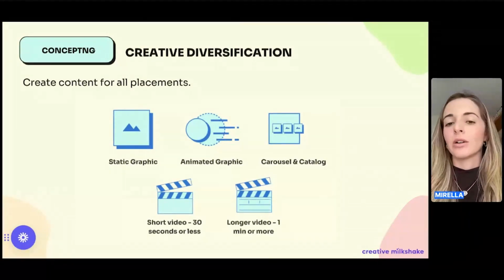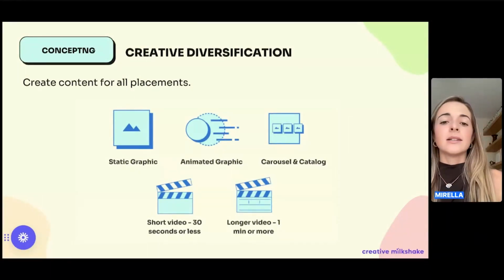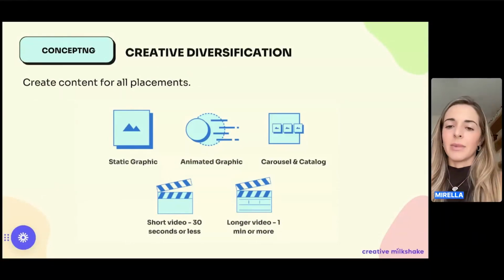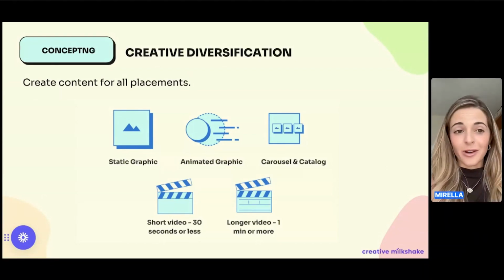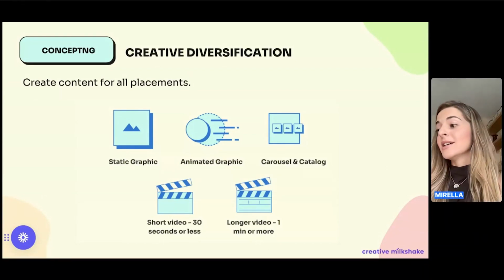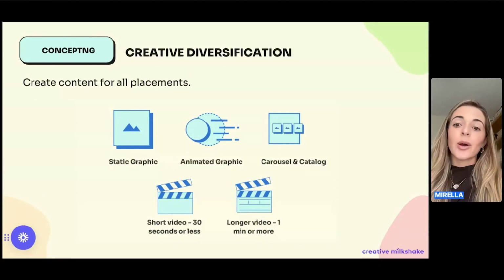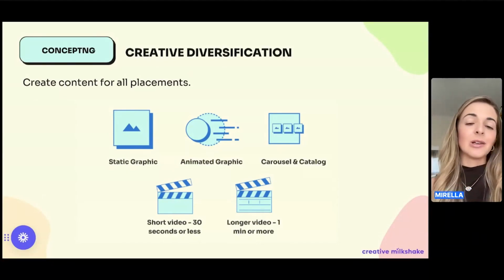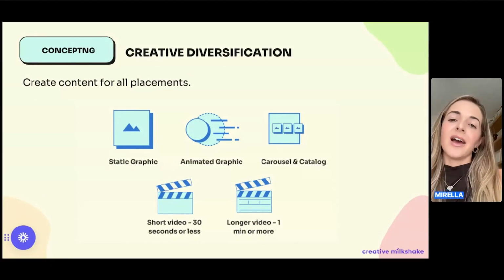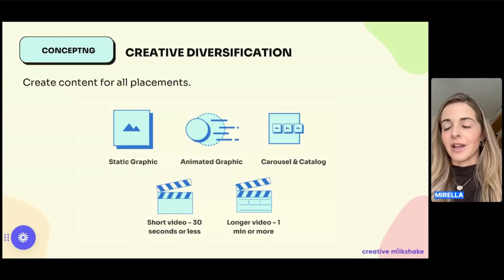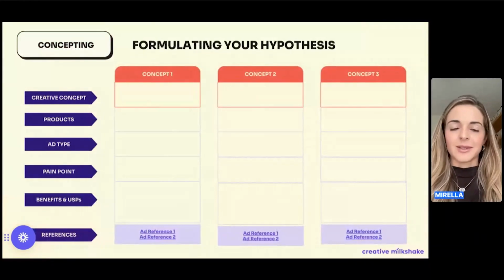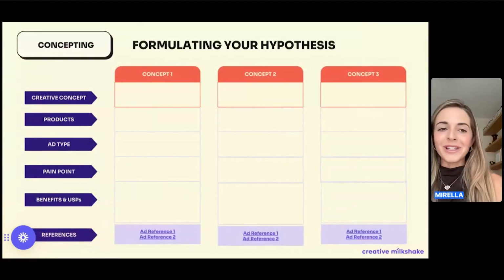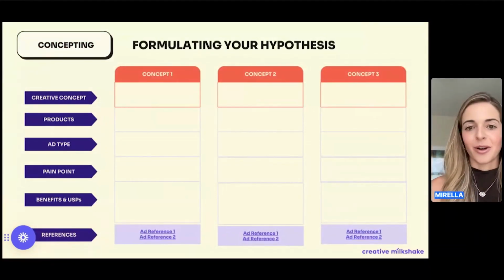And again, specifically speaking to Meta, you want to create content for all placements. Test static ads, test animated graphics, test carousel and catalog. Short form videos sometimes will perform the best. Sometimes for some verticals, super long, like 30-minute long videos perform the best. So it's really important to test and diversify your creative and your content to make the most out of the auction and all placements.